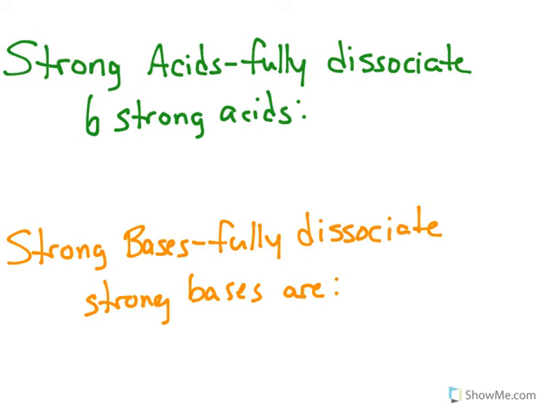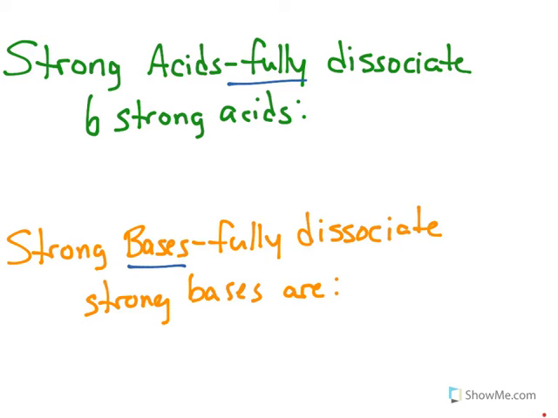So that brings us to the idea of a strong acid and a strong base. All you need to know about strong acids and strong bases is that they fully dissociate. In an acid, every single one of those H plus ions is going to detach. And in a strong base, every single one of those OH minus ions is going to detach. So, luckily, there aren't very many of them.